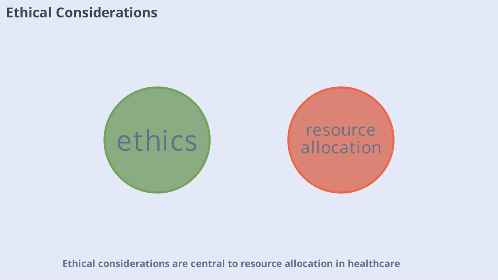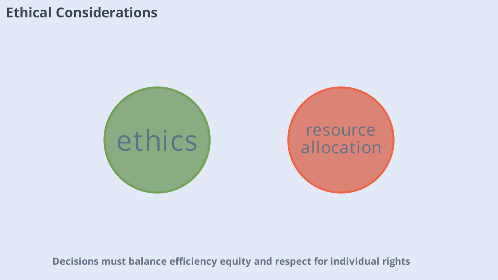Ethical considerations are central to resource allocation in healthcare. Decisions must balance efficiency, equity, and respect for individual rights. For example, how should scarce resources like organ transplants be distributed? Ethical frameworks help guide these tough choices, ensuring that decisions are fair and justifiable. Health economics incorporates ethical principles to support responsible resource allocation.